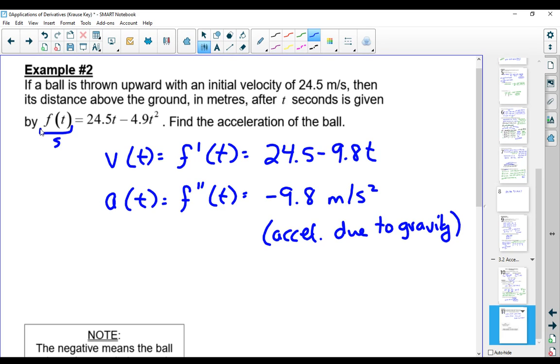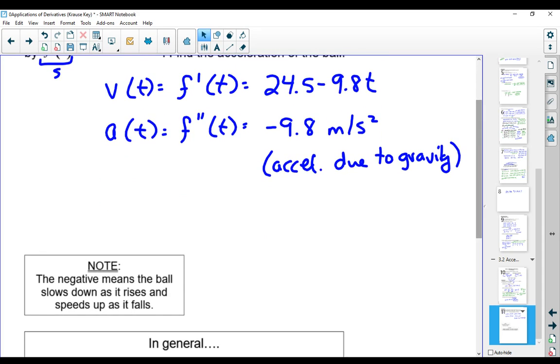Now the question might come up about the negative. So we have a negative here. And again, if you're in physics, you guys have talked about this already. But the negative there means that the ball is slowing down as it rises and it's speeding up as it falls.